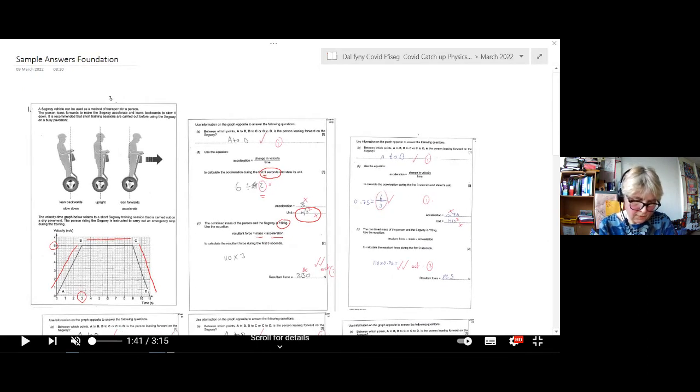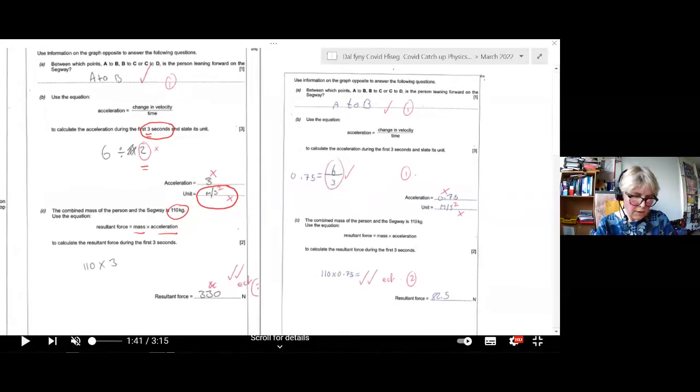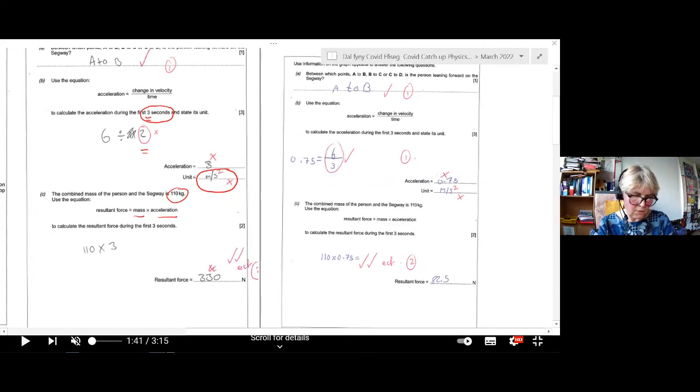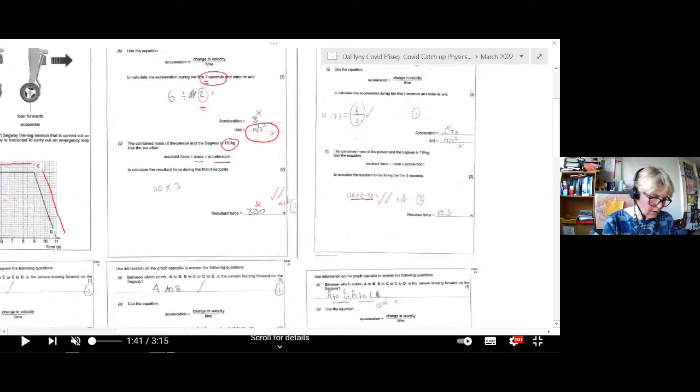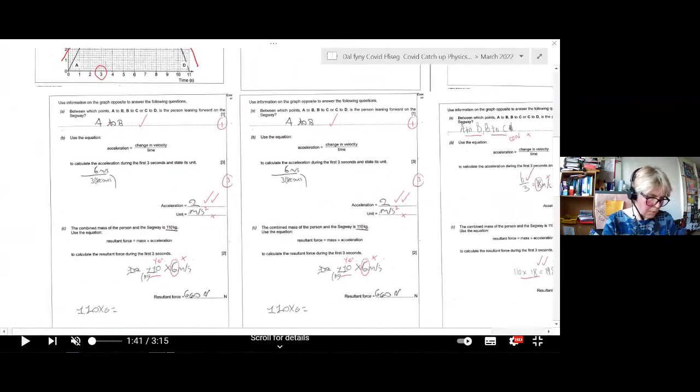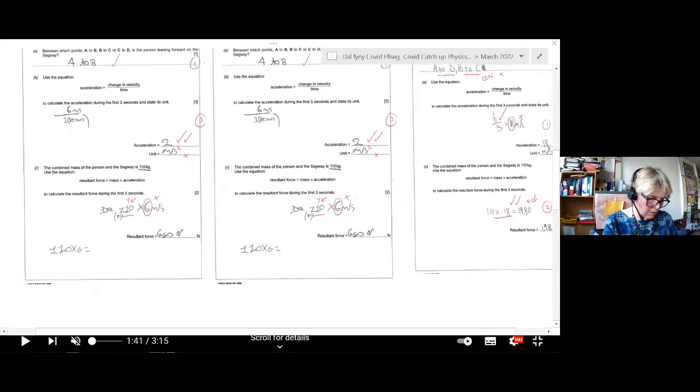Now, this candidate here has got the acceleration, change in velocity and change in time. So they've read it off correctly and just failed to then put it into the calculator or ask themselves, does that look right? 6 divided by 3. And again, they've made the similar mistake with the unit, but they can substitute the mass and the acceleration, and they've error carried forward to get their marks. Okay, what else have other people done? Same error on that one.